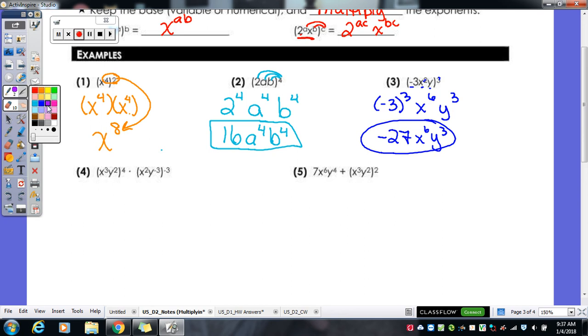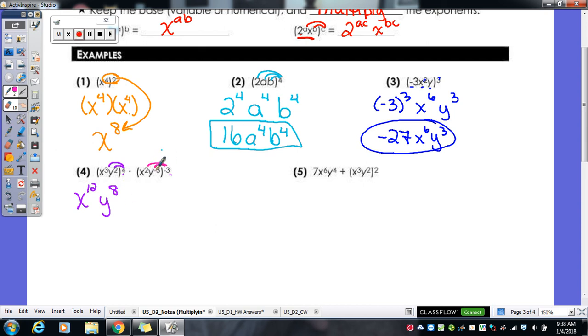All right, 4th one. If you notice, this first set of parentheses has an exponent outside of it. The second set has its own exponent. And then they want us to multiply. So just like you would do in your order of operations, you would do exponents before you multiply. We do the same thing here. So we have to take care of this exponent by multiplying it both times your x and your y. So this gives us x to the 12th and y to the 8th. 3 times 4 gives me 12. 2 times 4 gives me the 8.